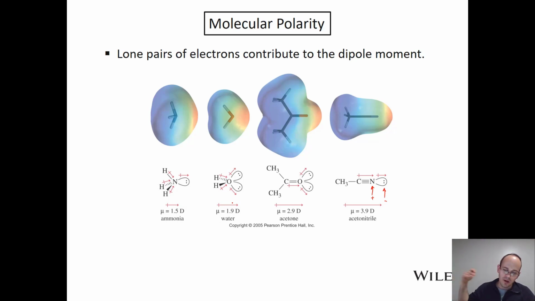So in the case of water, this existing dipole that we had already set up is increased by the fact that there is also a dipole set up between the oxygen and its lone pair. Here's my lone pair here. So all of those dipoles sum up to give water a very strong dipole, in that direction going from the hydrogens towards the oxygen.